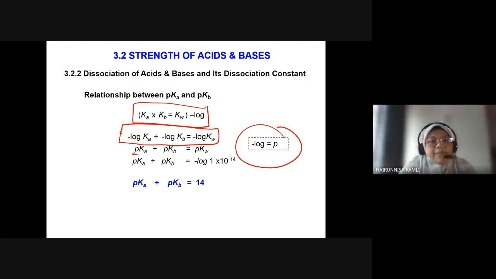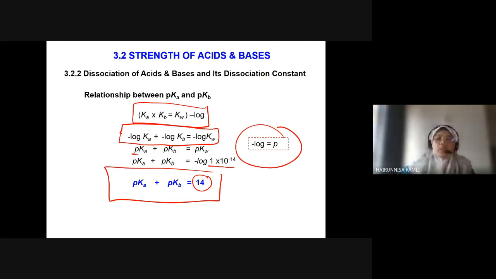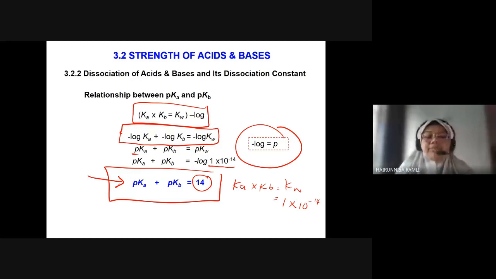Okay, KW tadi 1 times 10 to the power of negative 14. So negative log KW is 14. So pKa plus pKb is equals to 14. Okay, so ada dua benda you boleh ingat. Okay, satu tadi KA times KB equals to KW, which is equals to 1 times 10 to the power of negative 14. Or you can also memorize or remember on this part lah. pKa plus, dia plus kat sini, pKb is equals to 14. Okay, saya lagi suka yang ini pasal nombor dia tak melibatkan nombor besar, you boleh congak lah kat situ.